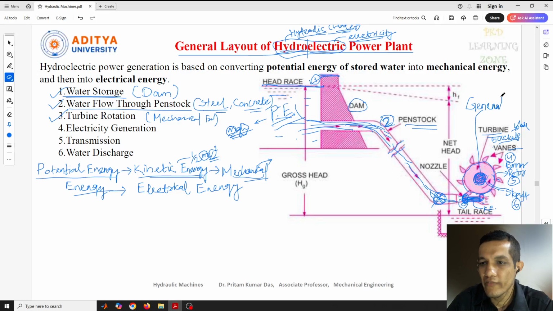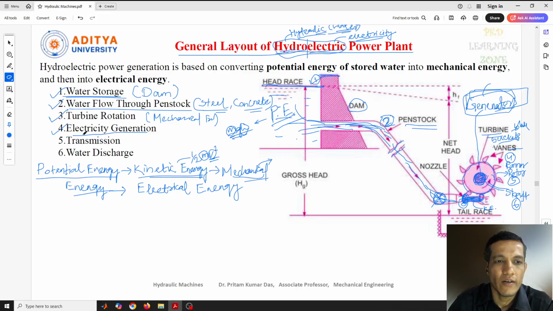Okay, this shaft is connected directly to the generator here, and this generator will generate the electric energy. Now, electricity generation in the sense what? This shaft, as I told you, is connected to a generator. So this generator is going to produce the electricity. It is going to generate electricity, and that is electric energy.